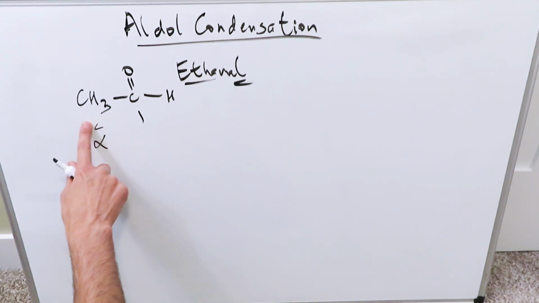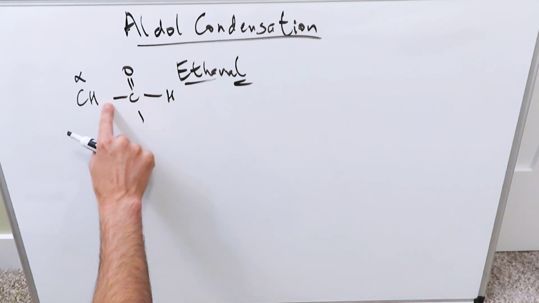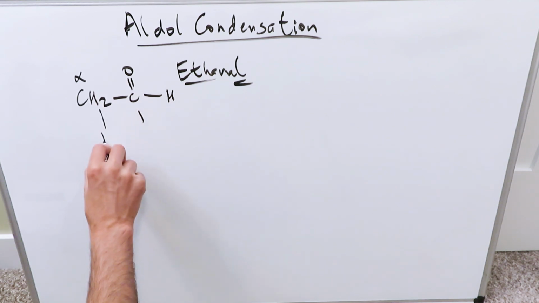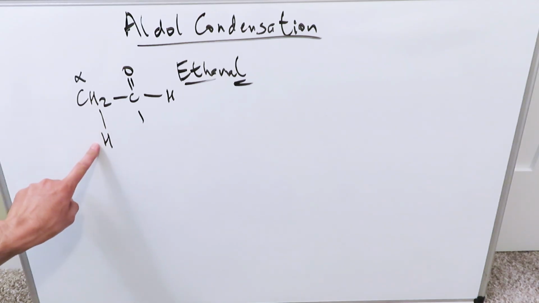Anyhow, this is what you're looking at, ethanal. I'm going to write this properly. This right here is my alpha carbon. You know it has CH3, but I'm going to put CH2 over here and bring a hydrogen here. I have my alpha hydrogen. These 3 are alpha hydrogens, but I'm focusing on a specific alpha hydrogen.